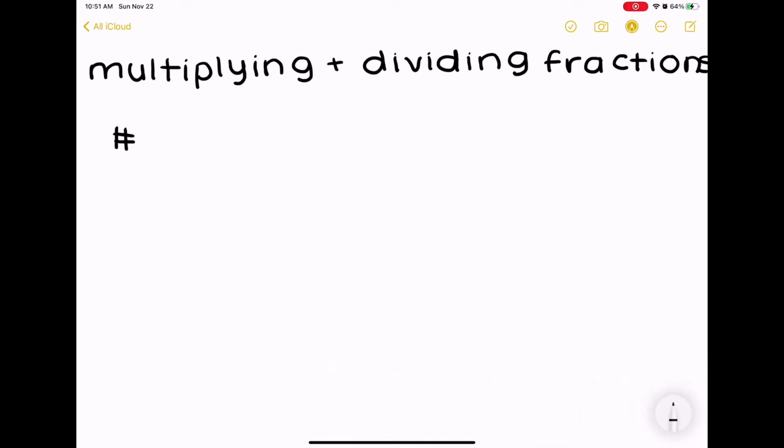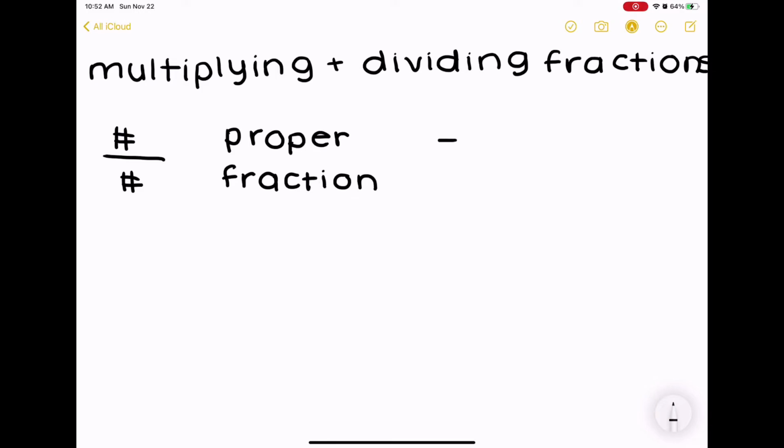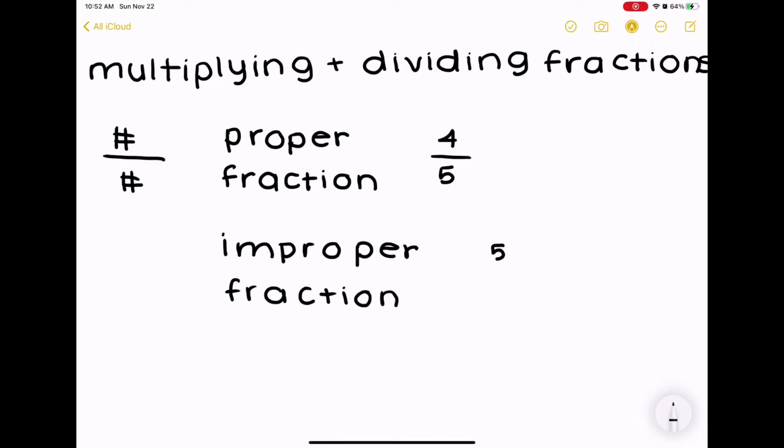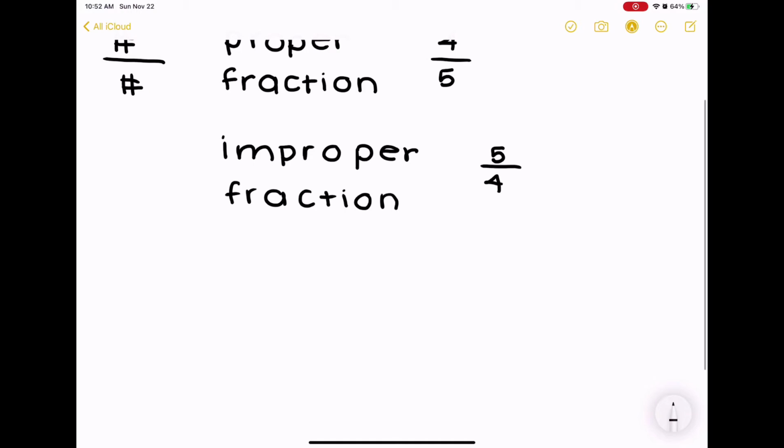So first let's go over what a fraction is. It's a number over another number. A proper fraction is when the numerator, which is the number on top, is smaller than the number on the bottom, the denominator. An improper fraction is when there's a bigger number in the numerator than in the denominator.